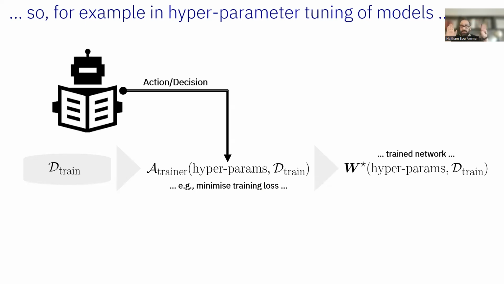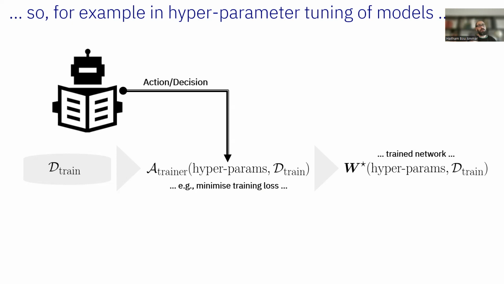Please notice the distinction. The hyperparameters are not the W stars. The hyperparameters are not the weights of the neural network. Given the hyperparameters like learning rate, etc., the Adam algorithm or whichever optimizer will minimize the loss and give you this W star.